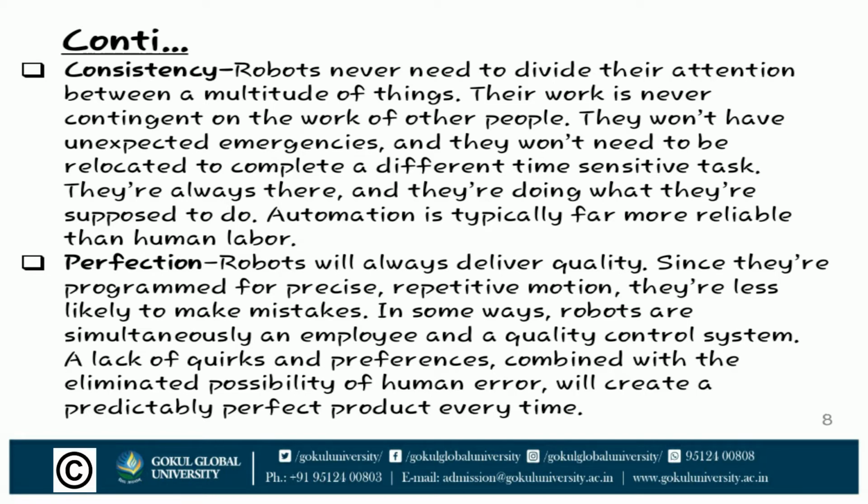Next is perfection. In perfection, robots will always deliver quality since they are programmed for precise, repetitive motion. They are less likely to make mistakes. In some ways, robots are simultaneously an employee and a quality control system. A lack of quirks and preferences combined with the eliminated possibility of human error will create a predictably perfect product every time.